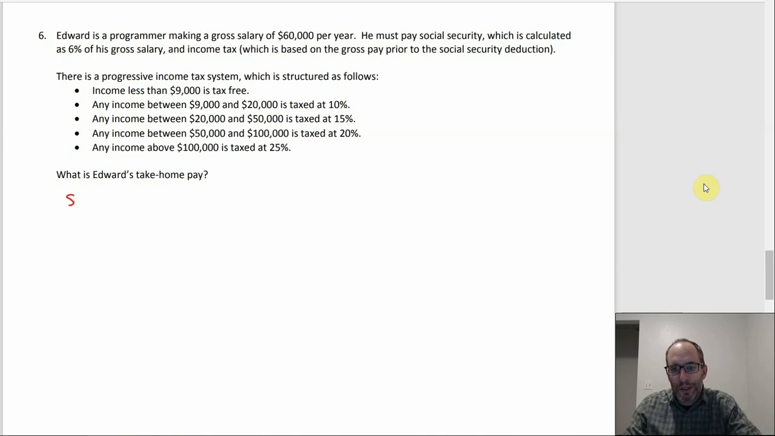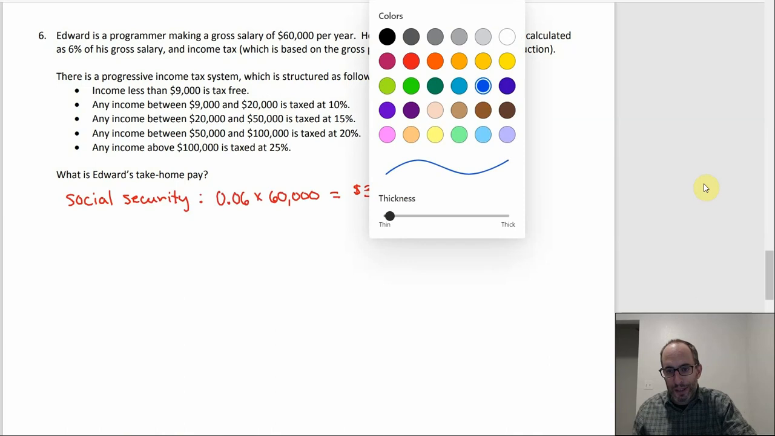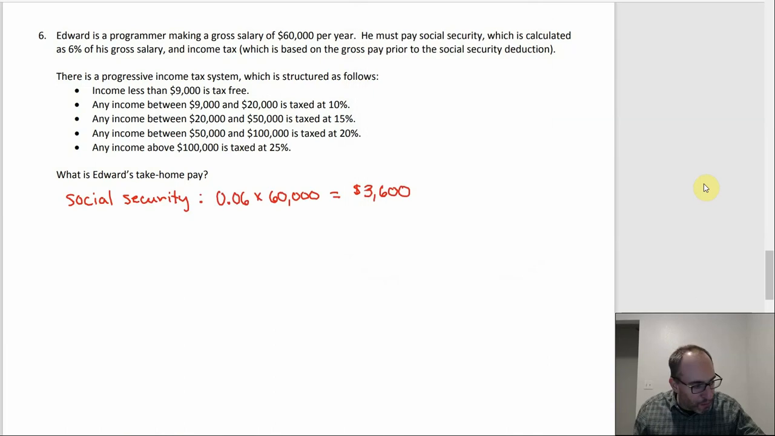Oh, forgot to switch. Actually, that'll look okay if they're in different colors. So Social Security. So it's 6% of the gross salary, right? So that's going to be 0.06 times 60,000. So that's 3,600. All right, so that's one thing. Then the income tax, this part's going to be kind of epic this time.